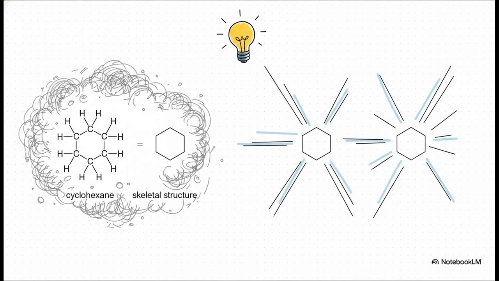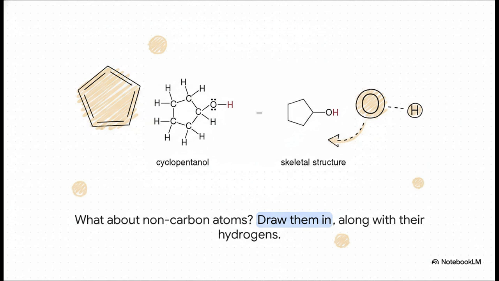And this is the magic right here. Remember that messy drawing of cyclohexane from the beginning? Look at it now. On the left, you've got the cluttered Lewis structure, and on the right, the skeletal structure. It's just a simple, clean hexagon. That's it. All of that information perfectly captured in just 6 little lines. It's so efficient.